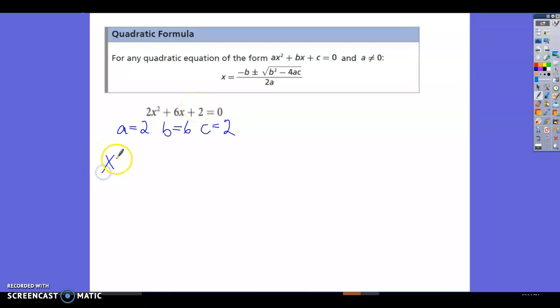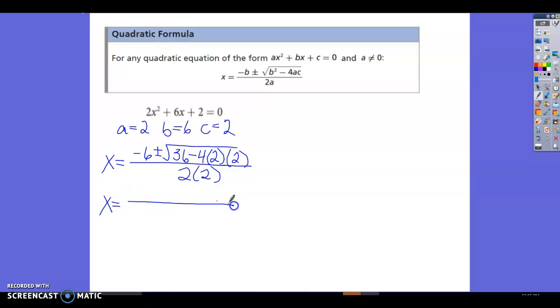All right, then we're just going to plug in x equals, and you can go straight from the equation. So opposite of b, or negative b, negative 6, plus or minus the square root of b squared, 6 squared, minus 4 times a times c, over 2 times a. All right, now we're just going to simplify first under the square root.